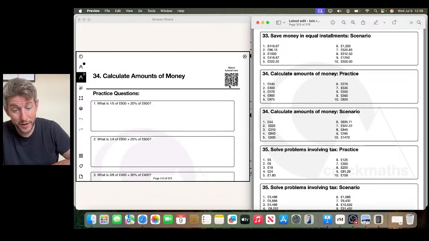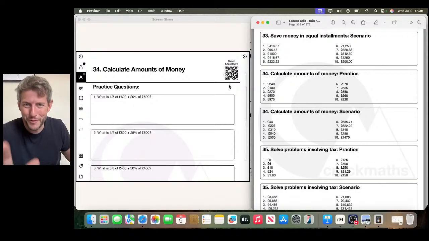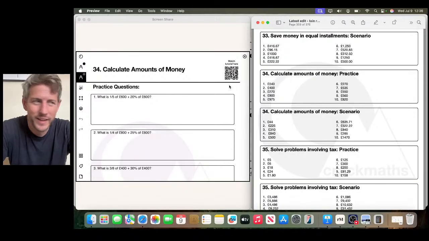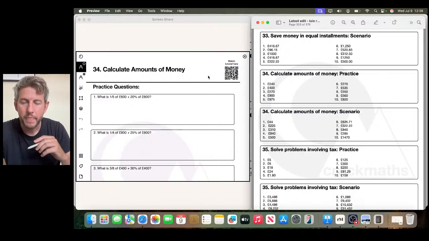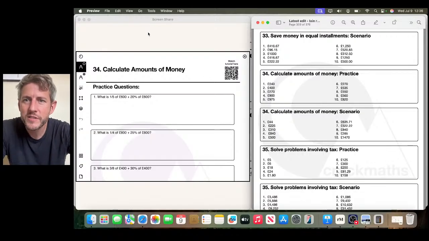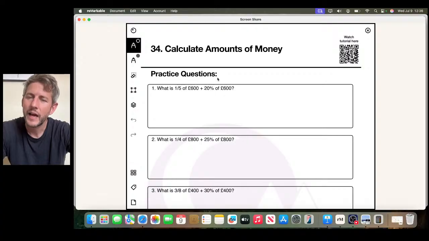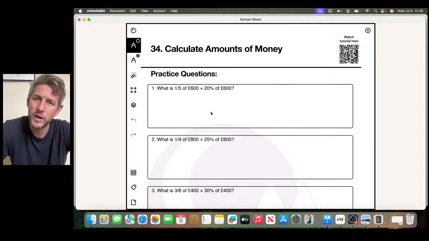Okay, so here we are, 34. Once we've done 34 and 35, we're halfway through the book. Excellent. I'm really hoping to get this done by next week, so let's keep on going. This one is just calculating with amounts of money. It's what we're always doing anyway, but it's making sure we're happy with this. It's a bit of a recap of some of the other topics as well.